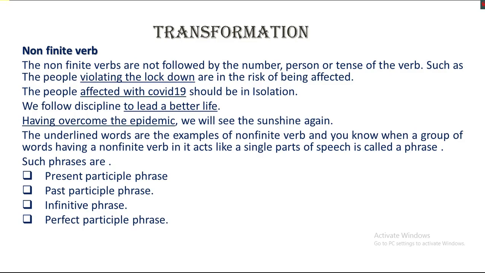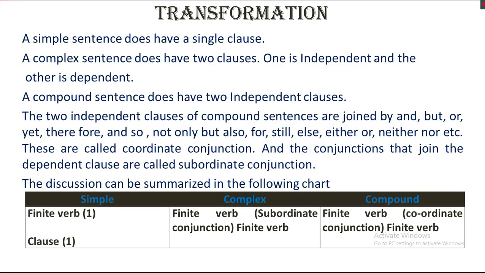The underlined words are examples of non-finite verbs, and you know when a group of words having a non-finite verb in it acts like a single part of speech, it is called a phrase. So the underlined words are phrases. Such phrases can be called present participle phrase, past participle phrase, infinitive phrase, and perfect participle phrase.